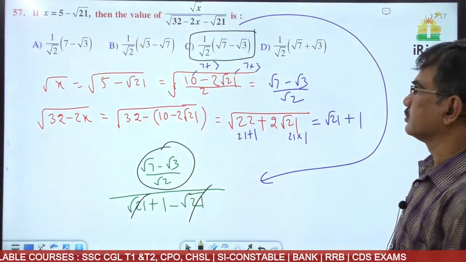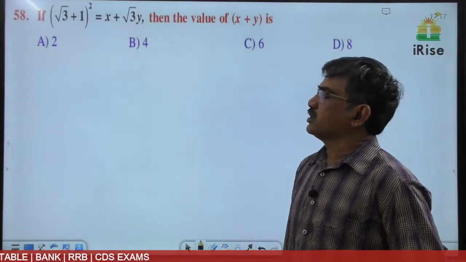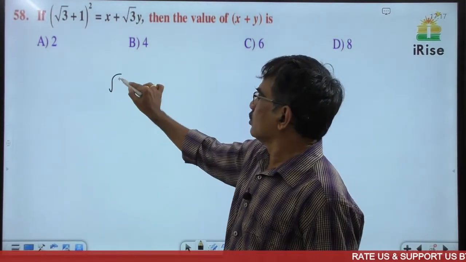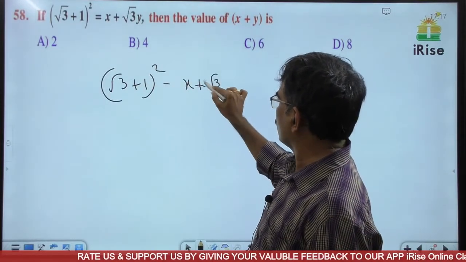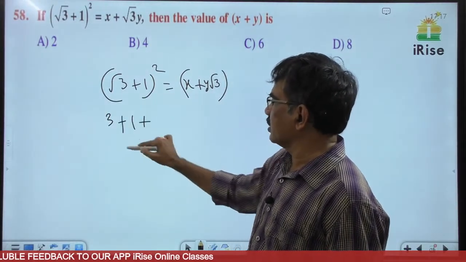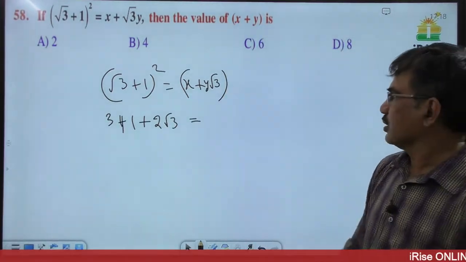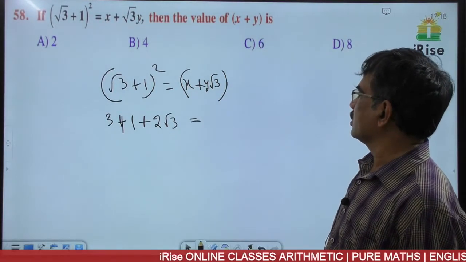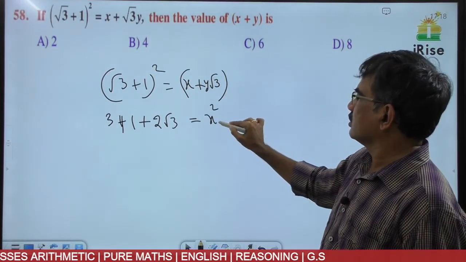Next. If root 3 plus 1 whole square is equal to x plus root 3 into y, then what is x plus y? Root 3 plus 1 whole square is equal to x plus root 3 into y. I will write it as y root 3. Squaring gives 3 plus 1 plus 2 root 3, which is equal to 4 plus 2 root 3.